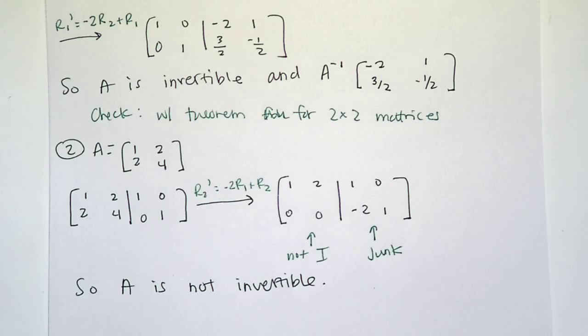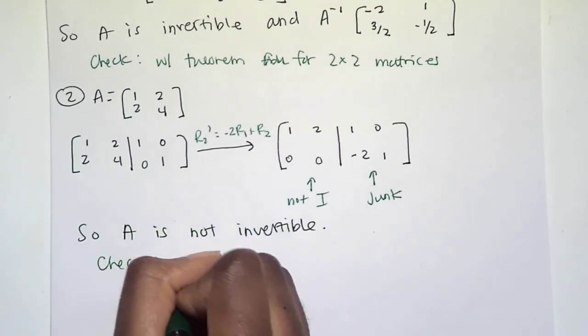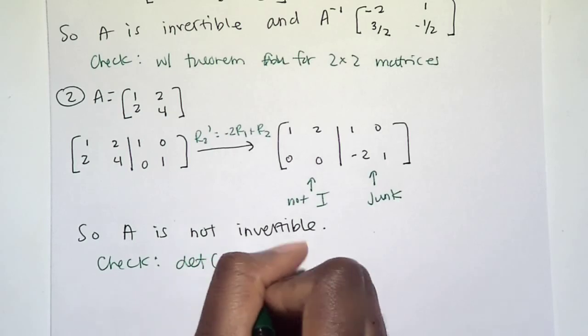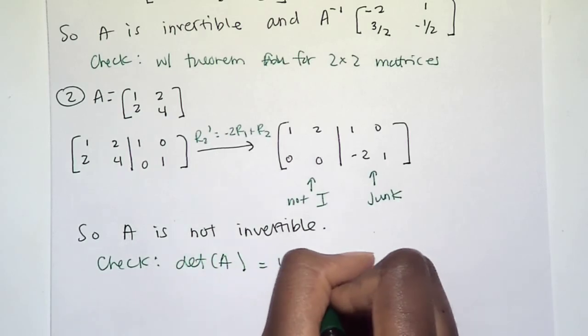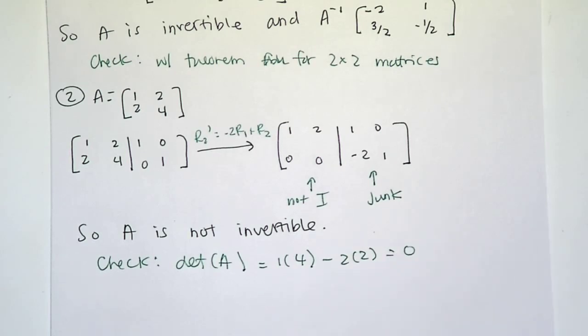And also, we can check this by finding the determinant. The determinant was 0, so that means A actually is not invertible. We can't do this. All right, so again, you can do this method on way bigger matrices than 2 by 2s. And that's the end of this section.